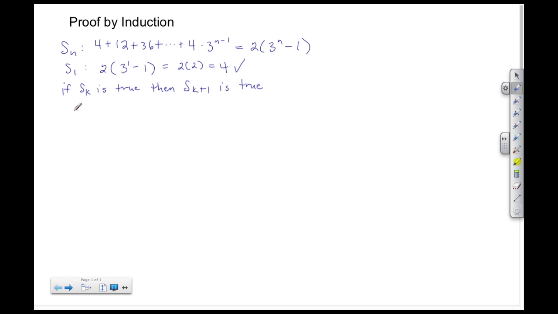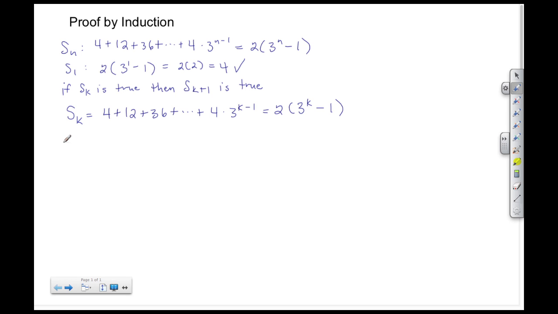The first thing we do is take this s sub k and rewrite our series. So 4 plus 12 plus 36 ellipsis plus 4 times 3 raised to k minus 1, instead of n, is equal to 2 times 3 raised to the k minus 1. Again, the n becomes a k minus 1.